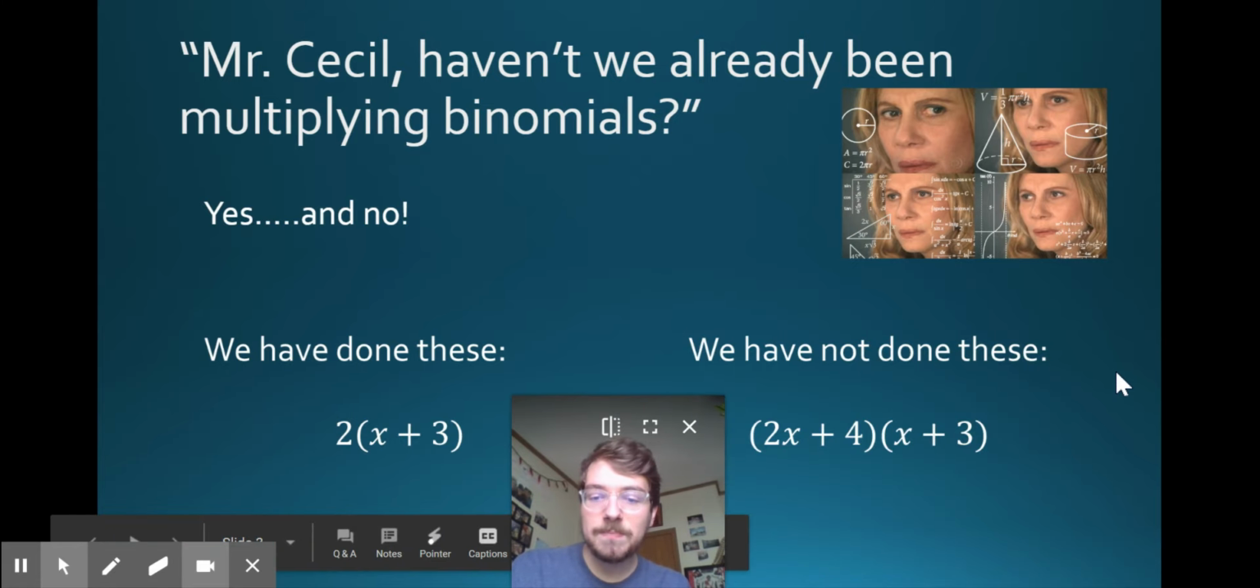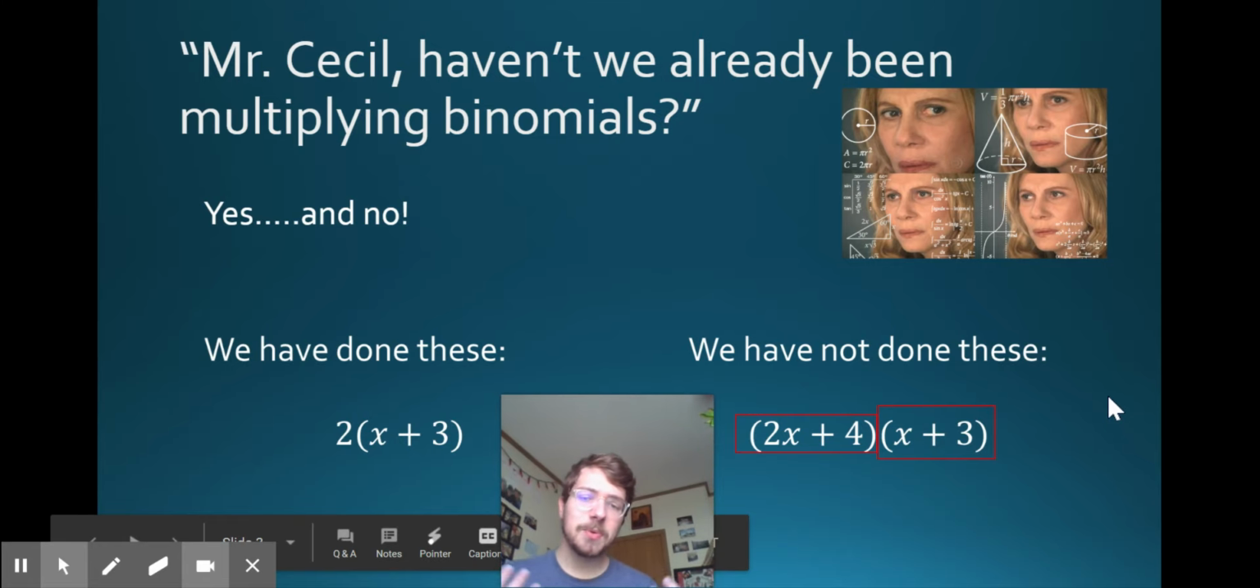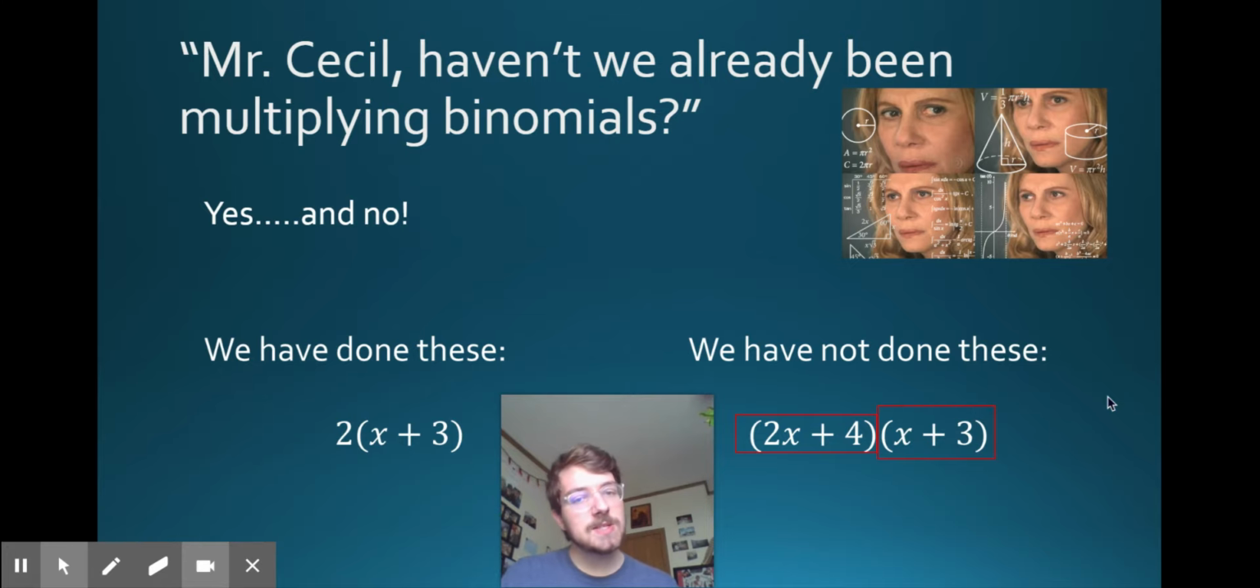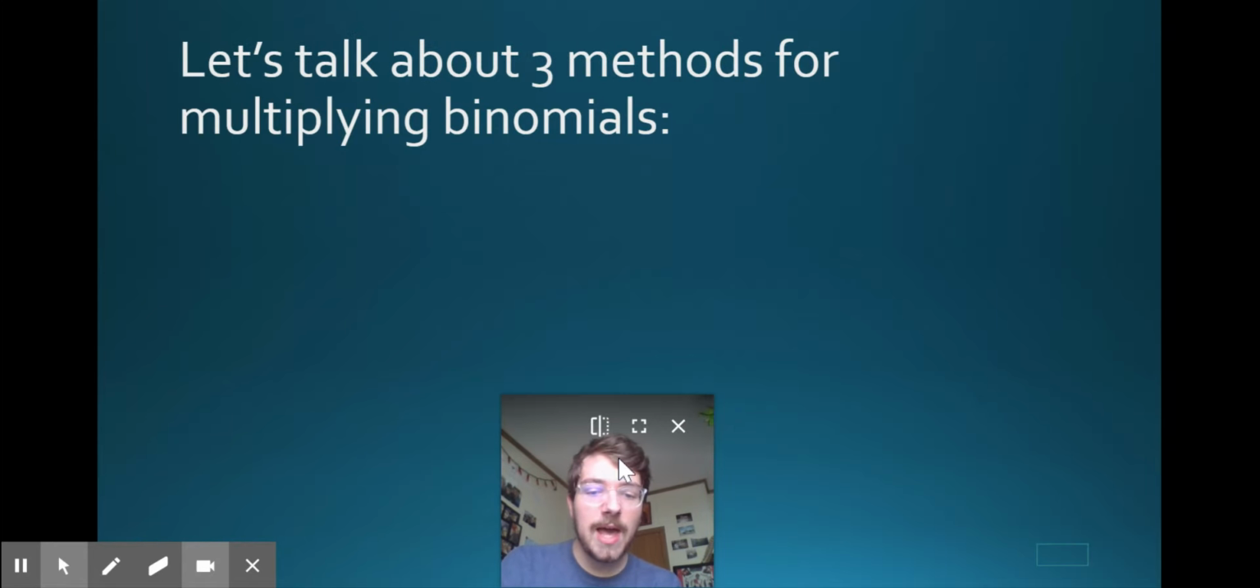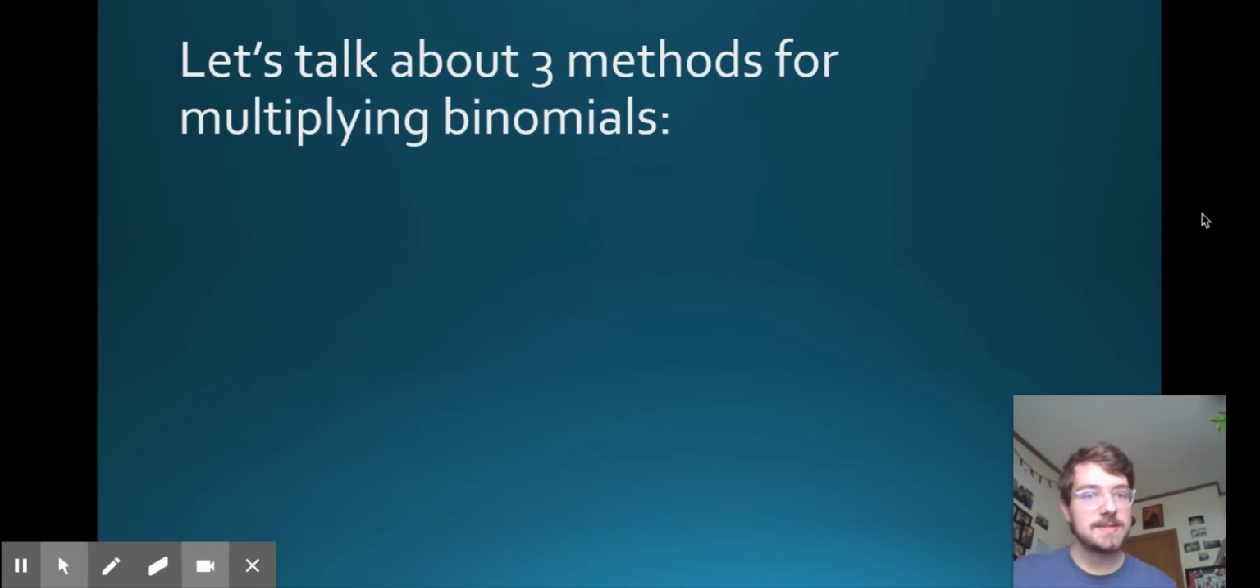But what we have not done is something like this, where in this case right here, I've got two binomials. I've got two terms on the outside of parentheses. So it's pretty much going to be a similar thing as what we did last week, but there's going to be maybe two extra steps because there's a couple more things that we have to multiply, but it's all the same. None of it is really new stuff at all. It's just more in this case. So I want to talk about three methods for multiplying binomials, and none of them are the single correct way. I'm just going to give you some options today for how to organize your thoughts a little bit.